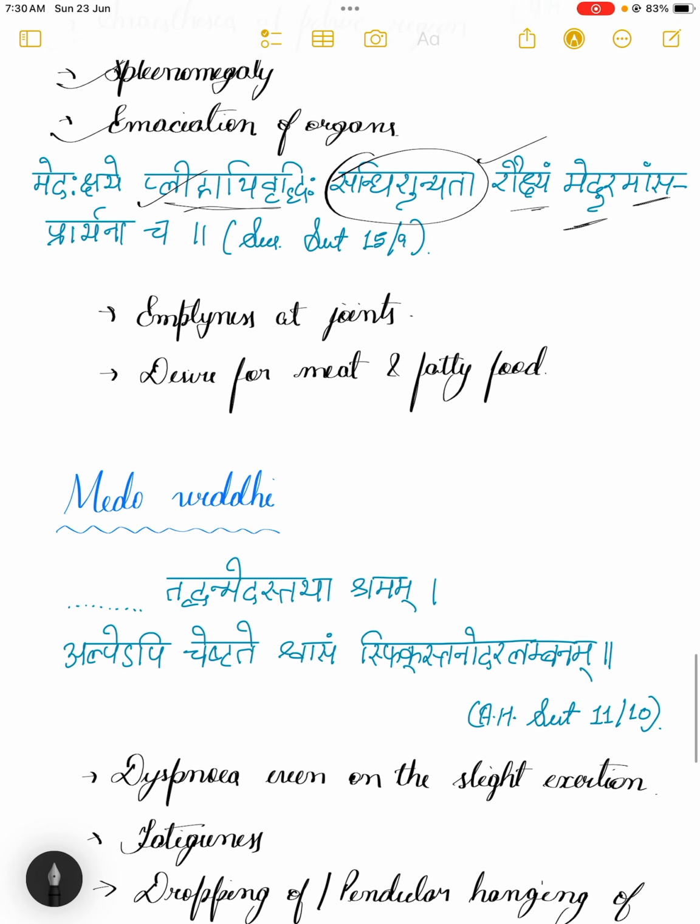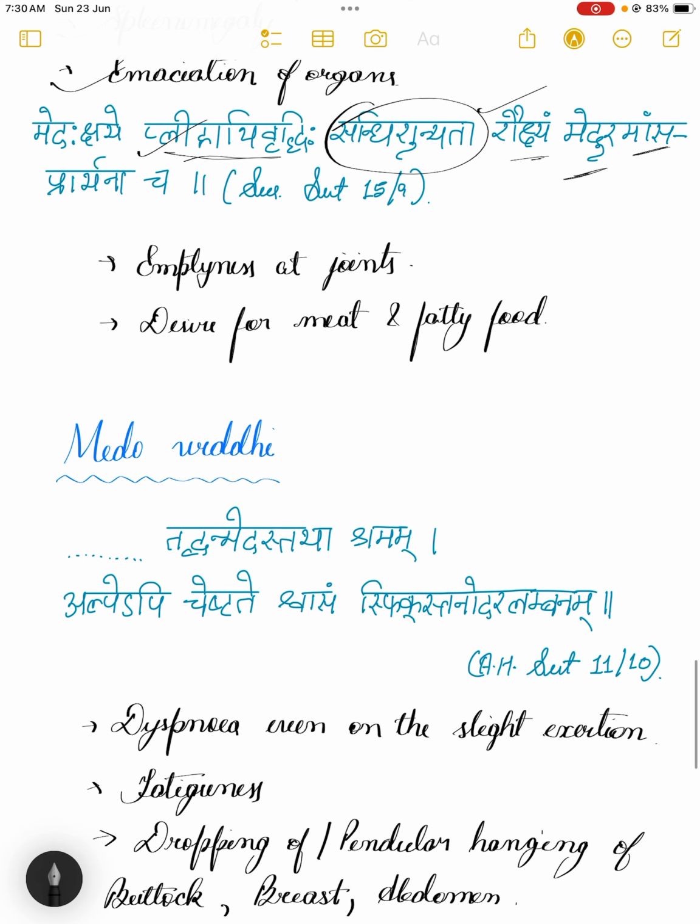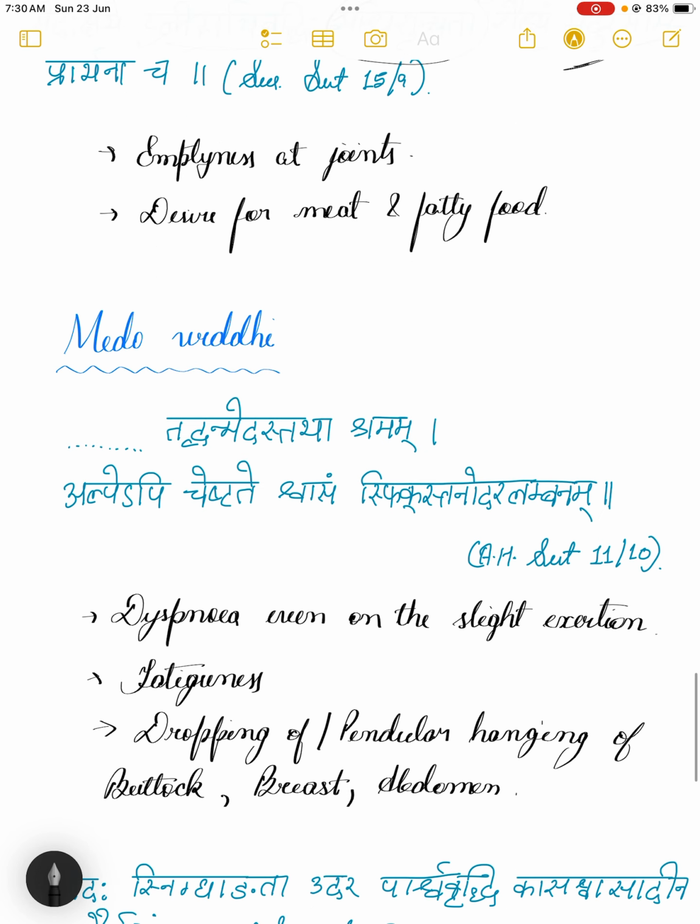Next, coming to the Medo Vriddhi. Acharya Vagbhat in Ashtanga Hridaya Shutrasthan has mentioned that Tadvena Medas Tatha Shamam Alpe Api Cheshtate Shwashan Sphik Stanodara Lambanam. Now, what does this verse signify? The first line, Tadvena Medas Tatha Shamam, says that the signs and symptoms due to the vriddhi or increased Medo Dhatu will be the same as those of the Mamsa Dhatu, or the signs and symptoms of Medo Vriddhi will be similar to those of Mamsa Vriddhi.